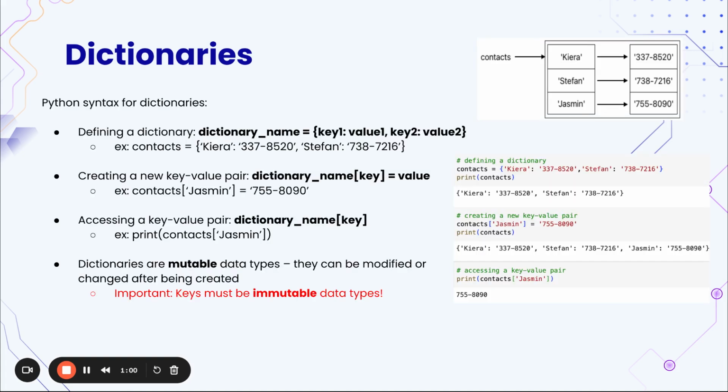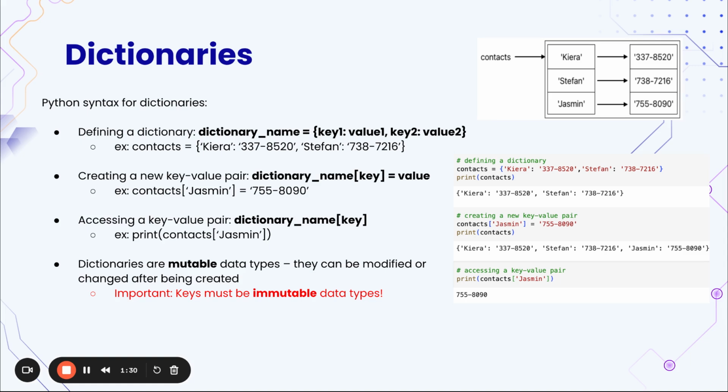Okay, so here's some Python syntax for dictionaries. To define a dictionary, we would just write dictionary name equals key 1, value 1, comma, key 2, value 2, and so on. So for example, if we were to write this in code and then print it out, it would look something like this.